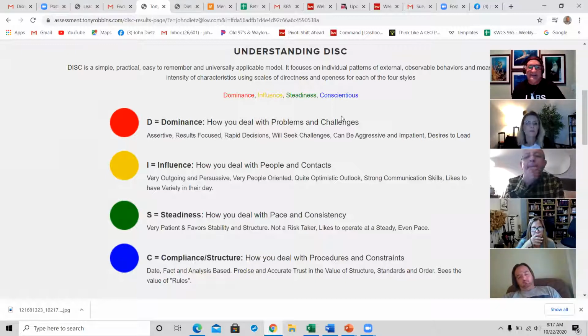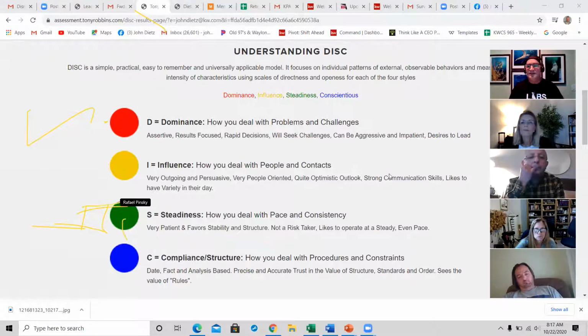S, steadiness: very patient, favors stability and structure, not a risk taker, likes to operate at a steady, even pace. C, they're compliant. They like structure. Data, fact, and analysis based. I love whoever's drawing on this. That's cool. Just don't draw any funny pictures. Precise and accurate, trust in the value of structure, standards, and order, sees the value of rules.